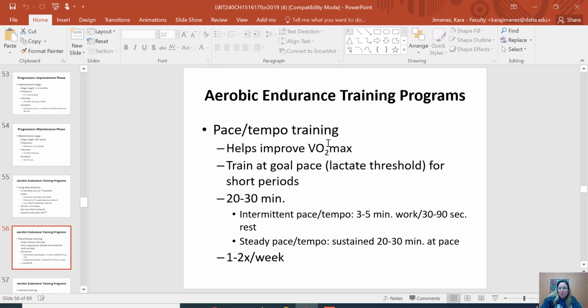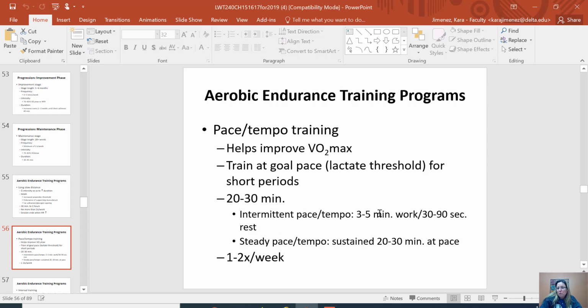Another one is pace tempo training. So basically you're training at your goal pace, whatever that race pace is, but you're doing it for shorter periods of time. So anywhere from 20 to 30 minutes. And there's two types of pace tempo training you can do. One is intermittent and one is steady state.